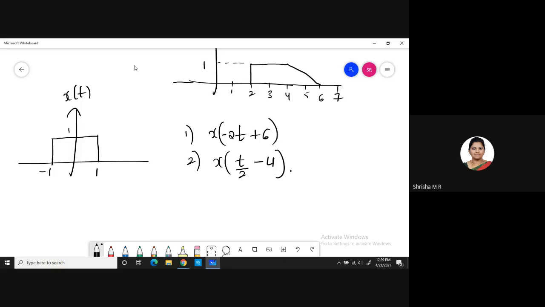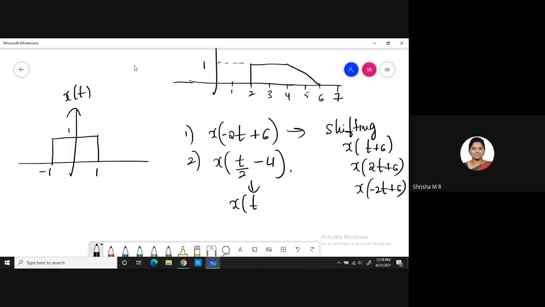So first what will you do? Shifting. So what will that be? x of t plus 6. Then you will do scaling, x of 2t plus 6. Then time reversal, x of -2t plus 6. Similarly for this one, first shifting x of t minus 4, then x of 0.5 t minus 4. Will you try this?